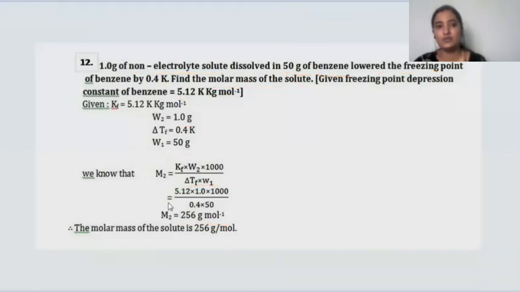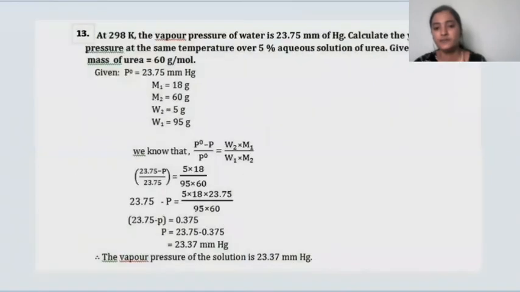Now let us move towards the next question. The next question is the 13th question. If you see, the 13th question is regarding the relative lowering of vapor pressure. And the formula for the relative lowering of vapor pressure is P naught minus P divided by P naught is equal to W2 into M1 divided by W1 into M2.